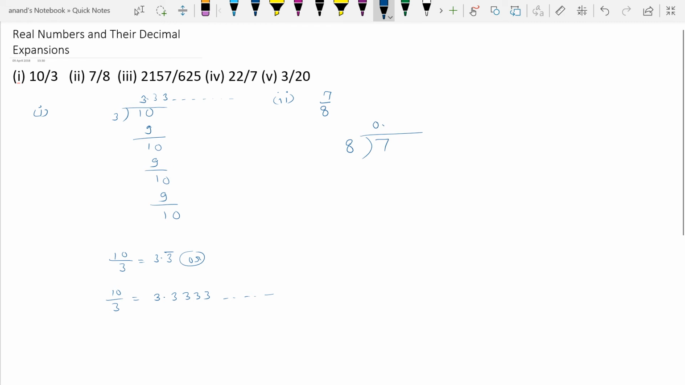Now let us see another example, that is 7 by 8. 7 is smaller than 8, so we will use a decimal point before it. 8 8 ja 64, remainder is 6, then 60. 8 7 ja 56, remainder is 4. 8 5 ja 40. So here the decimal expansion of 7 by 8 is written as 0.875.